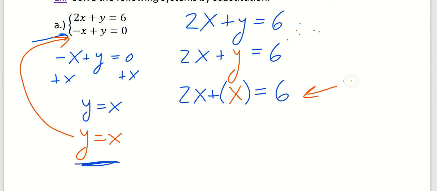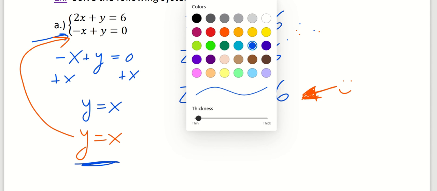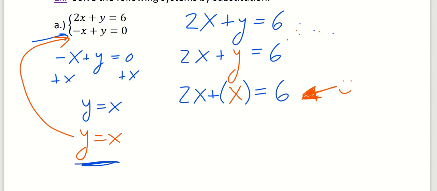And this is good for us because once you do that substitution, notice that this equation we formed now has just a single variable. It only involves the variable x. I can now go ahead and solve for x. 2x plus x equals 3x equals 6. Divide both sides by 3, and we get x equals 2. Okay, so far, so good.